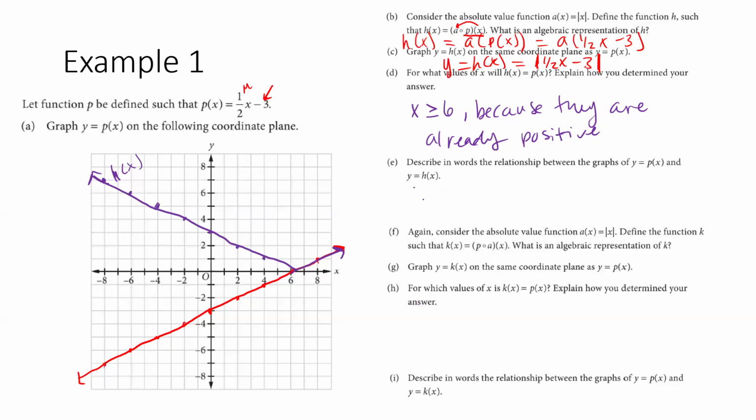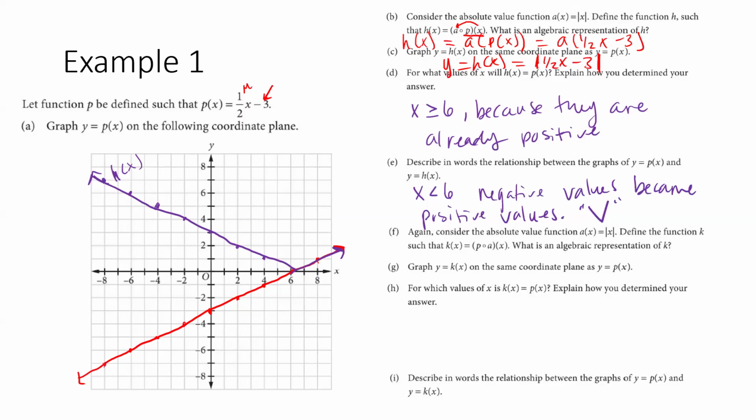So all the values x less than 6, negative values, became what? Became positive. And that's why it still maintained that V shape, right? Because it's all positive. They're going to be all above the x-axis.